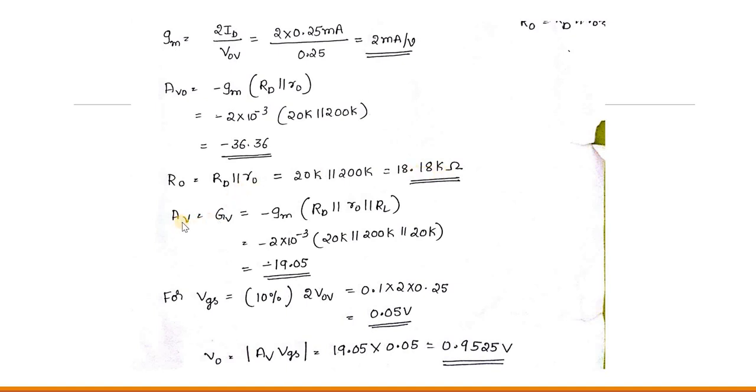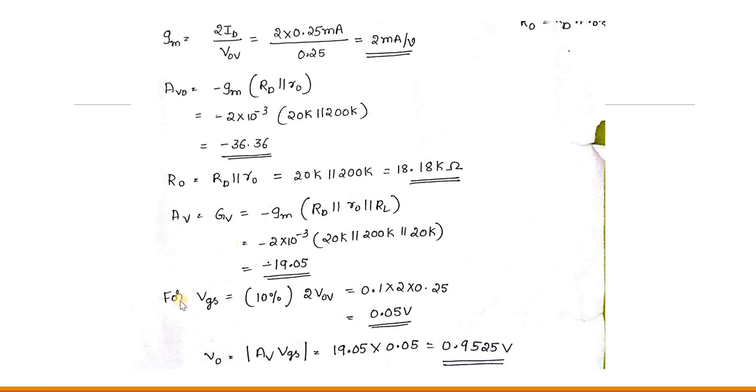So next is AV. AV is nothing but GV, the overall voltage gain, which has the formula minus gm into RD parallel to r0, and along with that RL will be considered, because this is the overall voltage gain. The earlier one is the open circuit voltage gain, so RL is not there. This is the overall voltage gain, so RL should be included. Only that is the change. So what is AV? You will get minus 19.05. So the overall voltage gain will be lesser than the open circuit voltage gain.